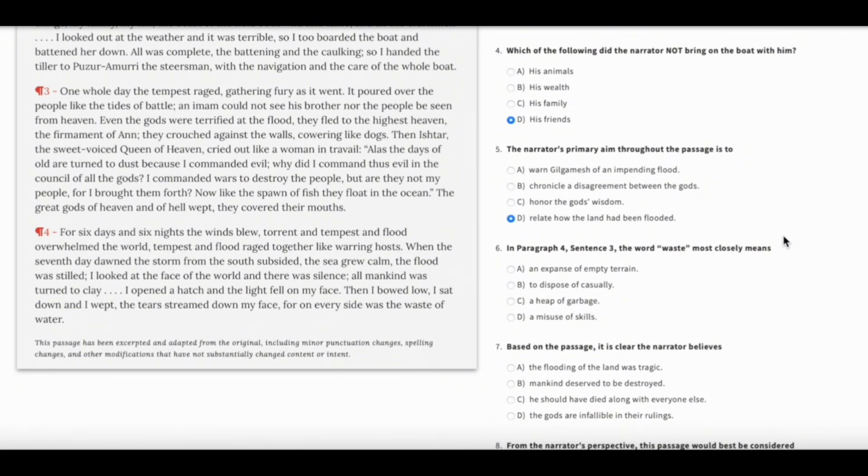All right. Then I bowed low. I sat down and I wept. The tears streamed down my face, for on every side was a misuse of skills of water. How's D? Yeah, that's pretty bad. That's a heap of garbage. That's awful. It's got to be answer choice A. It's the only one that makes any sense.